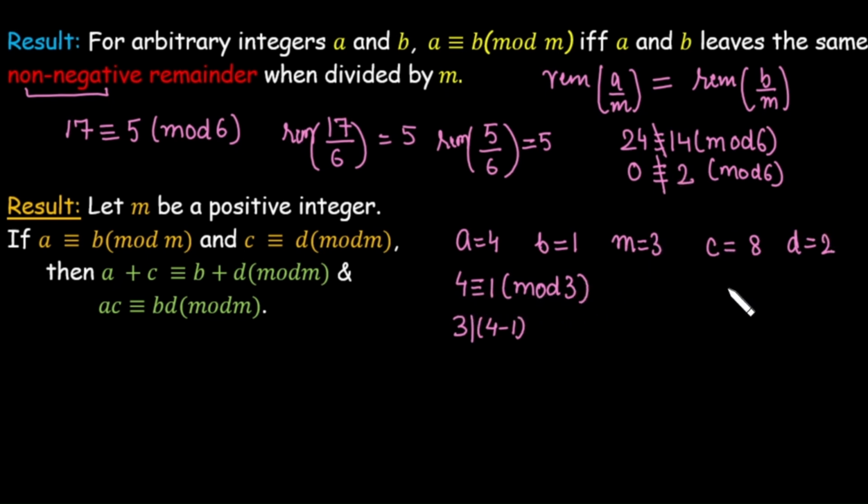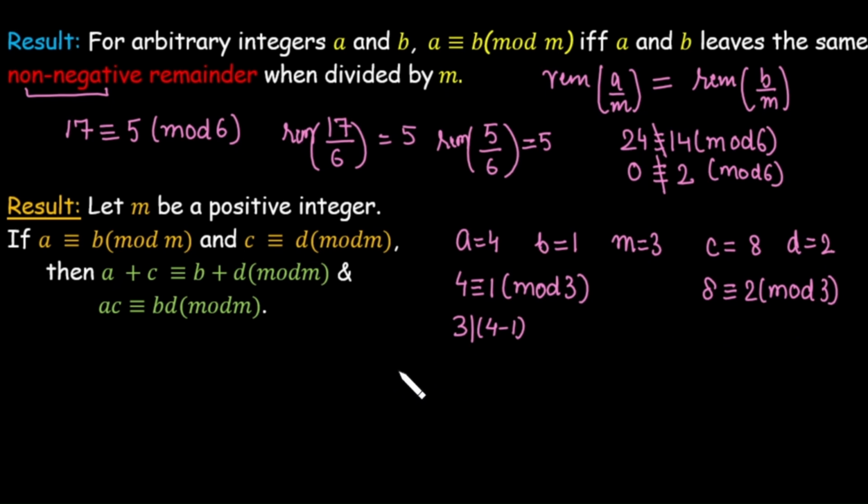For the second case, whether 8 is congruent to 2 mod 3? Yes. When 8 is divided by 3, remainder is 2. So both sides the remainders are same. It means 8 is congruent to 2 mod 3.